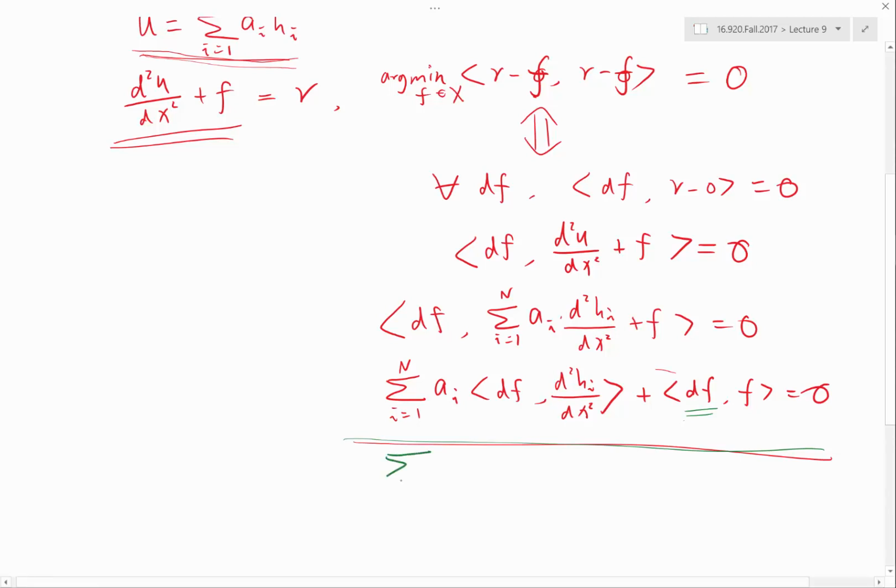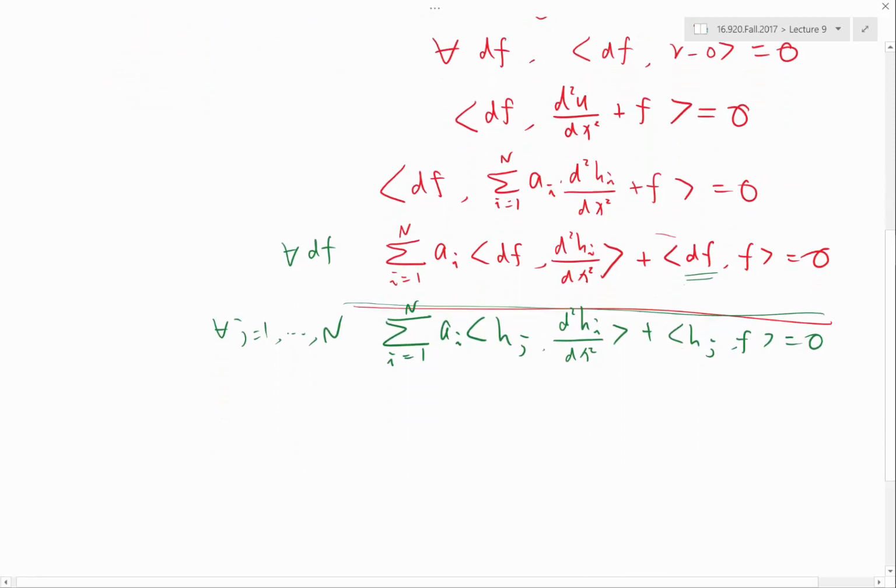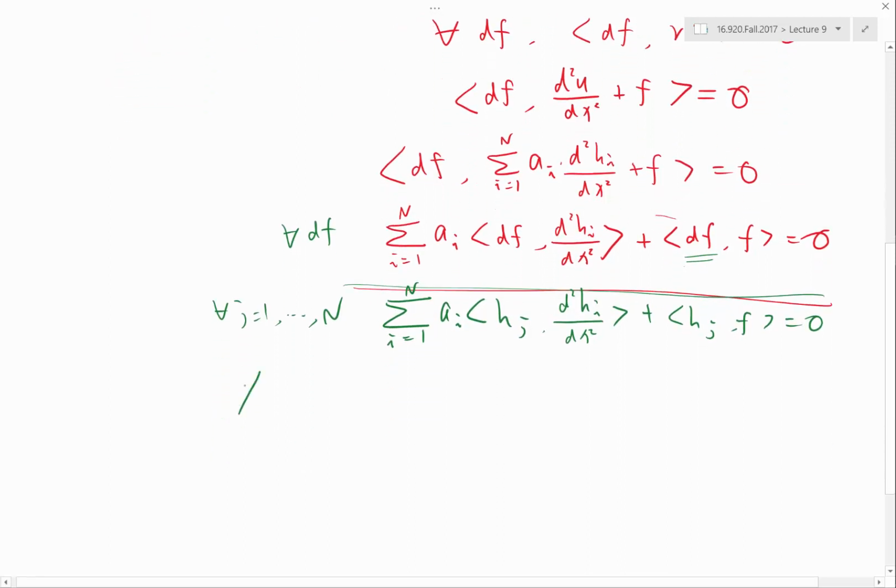So that is a summation of this ai. Instead of df, I have hj. So this is for any df. Now this is for any j, goes from 1 to n. Hj d square hi dx square plus hj f has to be equal to 0. Now it's truly Ax equal to b. So the x would be, again, the ai's, a1 to an. The b's are h1f to hnf, right?